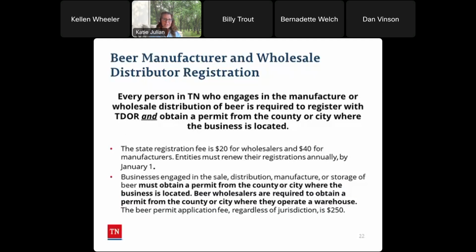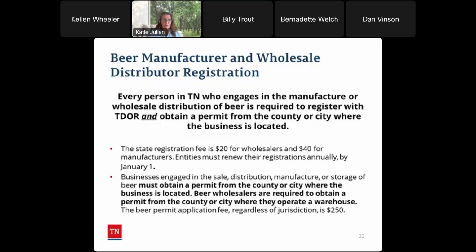All right, we're changing gears here, talking about some beer taxes. First, we're going to talk about the beer manufacturer and wholesale distributor registration. Every person in Tennessee who engages in the manufacture or wholesale distribution of beer is required to register with the Tennessee Department of Revenue and obtain a permit locally where the business is located. The state registration fee is $20 for wholesalers and $40 for manufacturers, and these entities must renew the registrations by January 1st each year. Businesses engaged in the sale, distribution, manufacture, or storage of beer must obtain that permit locally where the business is located.